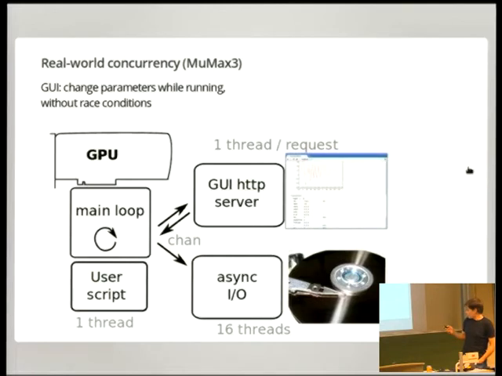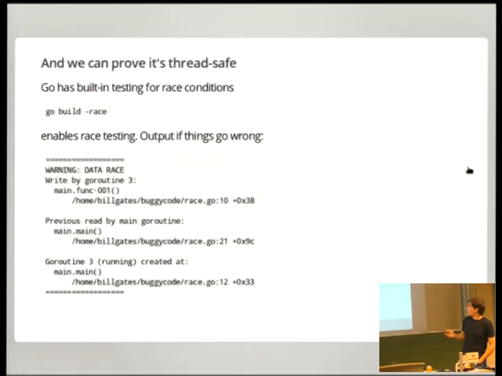So that's the final design we have. And one note: if you somehow still manage to get race conditions anyway, if you manage to mess it up, even though the nice concurrency primitives are there, Go has also built-in race testing. So you just build your code like this, and if you manage to do a simultaneous read and write of a variable, you'll get a nice report telling you you messed things up.